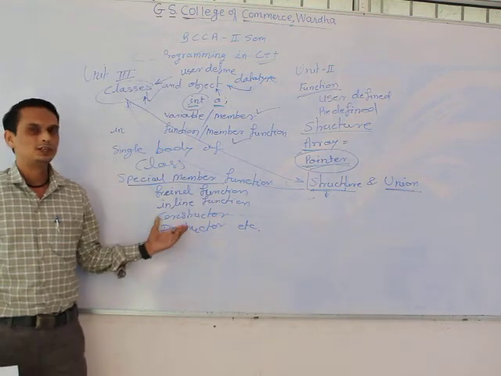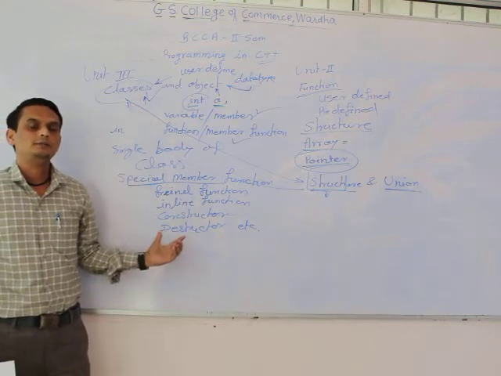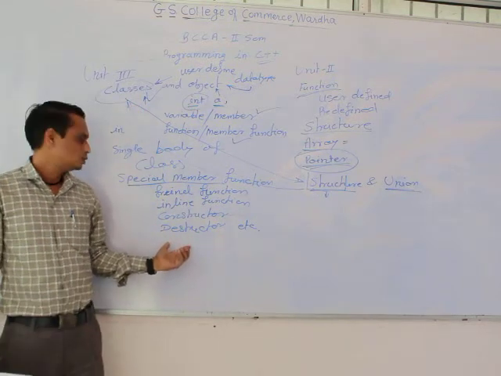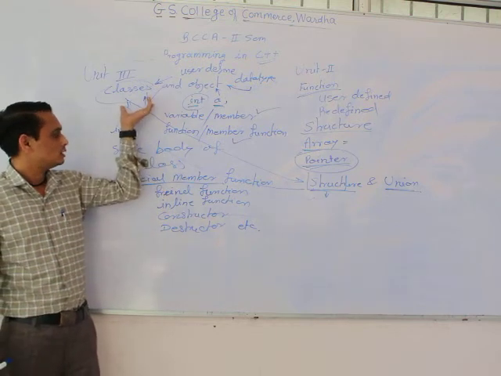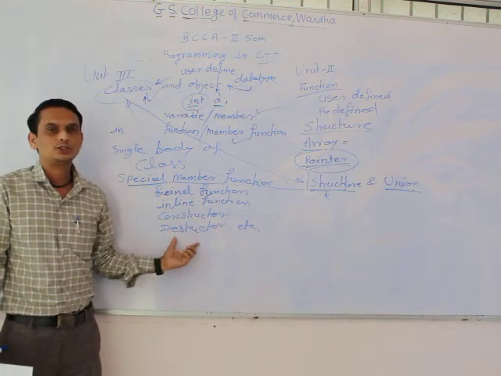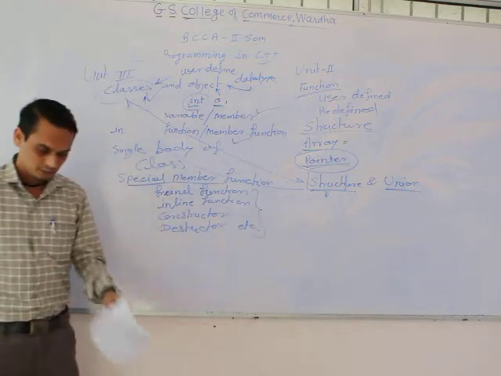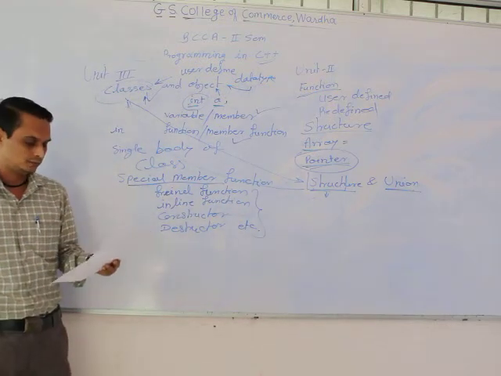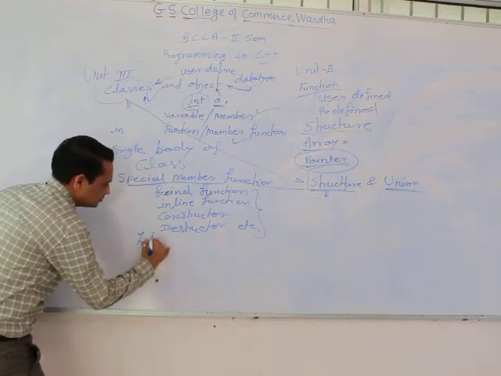Why is it called special? Because it cannot be declared in a class, but it can be used in a class. So these special functions can be used in classes, just like friend function, inline function, constructor, destructor. We discuss these special member functions in the third unit. Next one, inheritance.